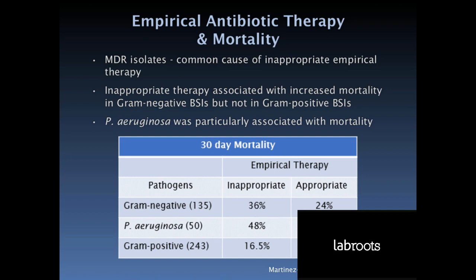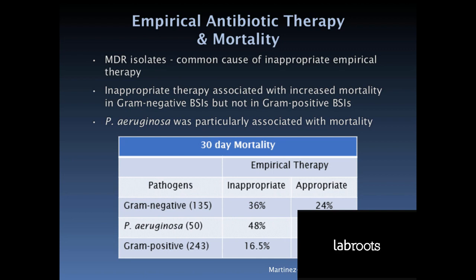Independent risk factors for Pseudomonas aeruginosa associated mortality were septic shock, pneumonia, and inappropriate empirical therapy. If you look at the table, even with appropriate empirical therapy, Pseudomonas was associated with higher mortality than the other organisms.